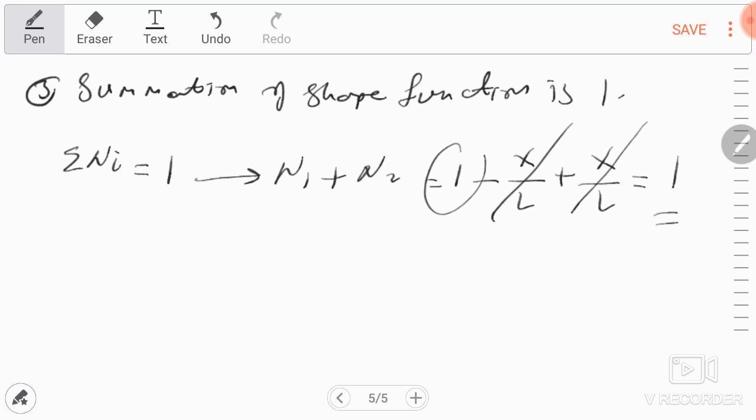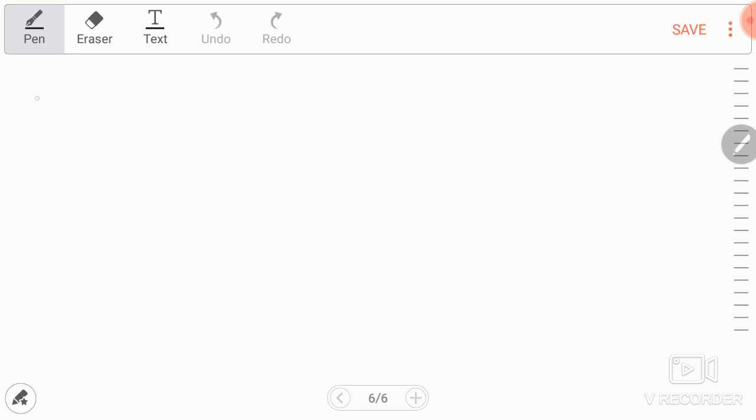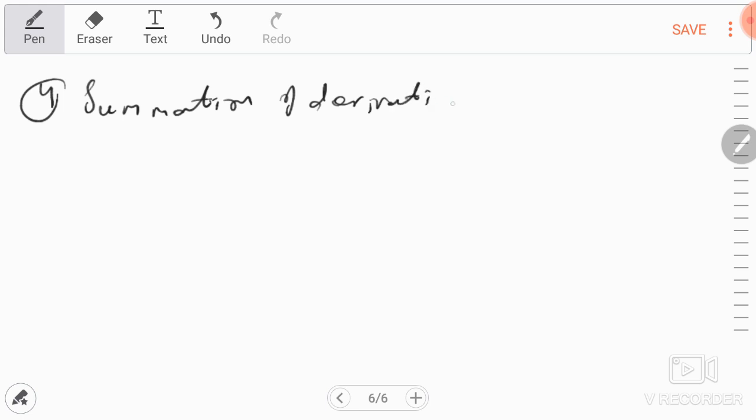The last criteria, criteria number 4: the summation of the derivation of the shape function is 0. Here I am going to work with derivation.